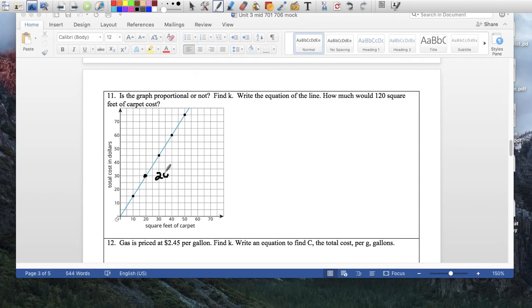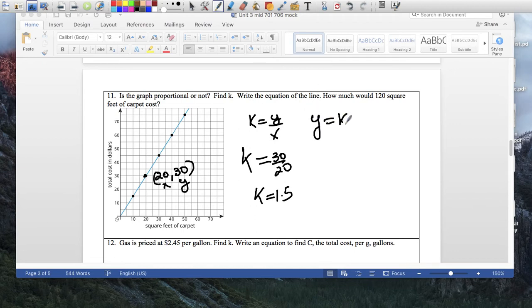So I'm going to use this point right here. This point is 20 on the x-axis and 30 on the y. This is my x and this is my y. So let's find k. k equals y over x, which equals 30 over 20, and k equals 1.5. So if I were to write the equation here, it would be y equals k times x.